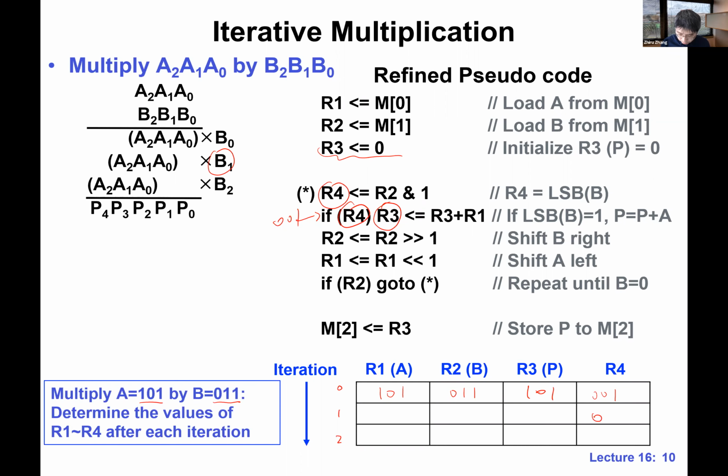Next time, we already agree R4 is still a 1. And what is the updated R3? Do we update R3 or not next time? Yes or no? Yes. Basically we do 101 plus the shifted version of A, which is 1111. Let's just focus on this too.